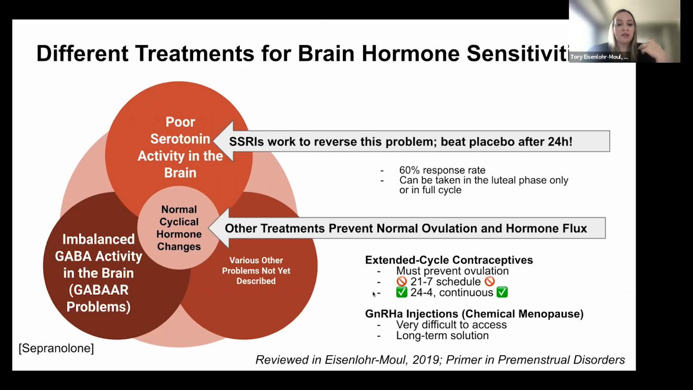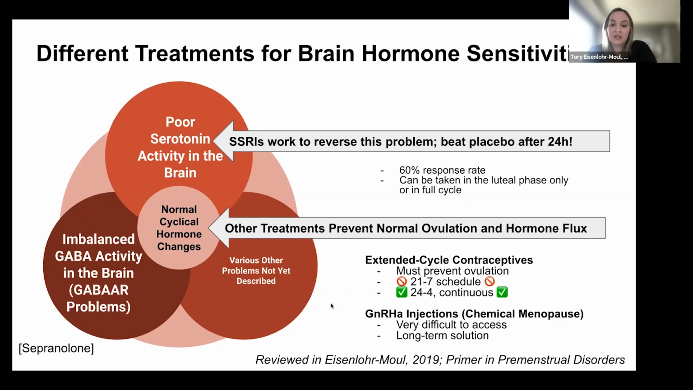To do this, we often use extended cycle contraceptives like a birth control pill, anything that suppresses ovulation, but especially drospirenone-containing oral contraceptives like Yaz have clinical trials showing that they work better than a placebo. And they need to be given on an extended cycle. Because the brain in PMDD is sensitive to changes, they need to be given in a way that doesn't have that medication break once a month, where you can start to get hormone flux and then symptoms.